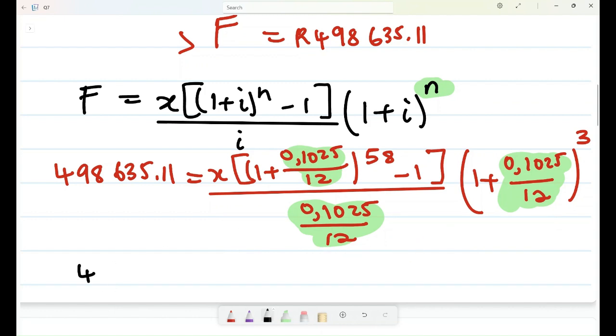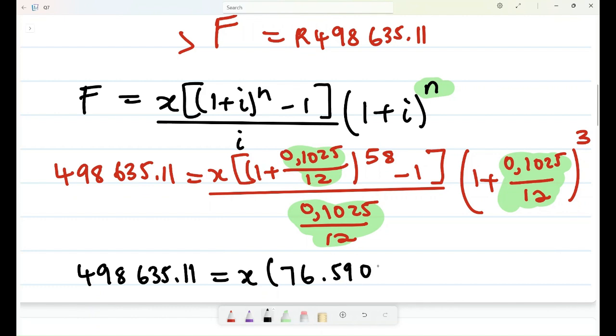For punching this whole part on my calculator, I get that 498,635.11 is equal to x multiplied by whatever value I got. The value that I got is 76,59,097 and so on.